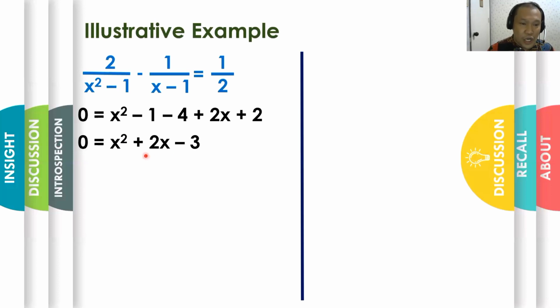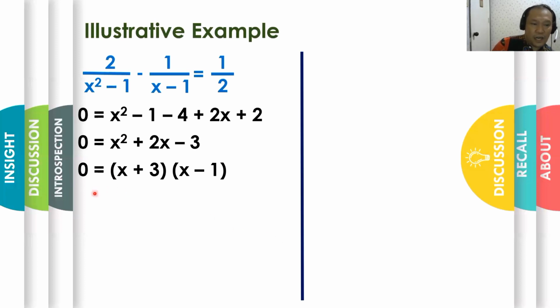On the other hand, when you add the given two numbers, the answer becomes 2. In this case, what are the two numbers? Which one is negative and which one is positive? Okay, very good. We have positive 3 and negative 1. Thus, the factors are the following: x plus 3 and x minus 1. Therefore, 0 is equal to the product of the quantity x plus 3 times x minus 1.